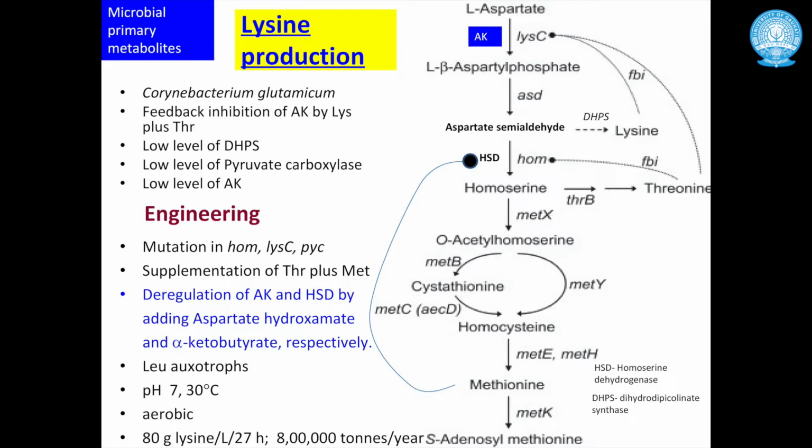So the aspartate is converted in the presence of aspartokinase or aspartate kinase into L-beta aspartyl phosphate, and this in turn is converted into aspartate semialdehyde in the presence of aspartate dehydrogenase enzyme, and from this aspartate semialdehyde in the presence of dihydrodipicolinate synthase, lysine is produced.